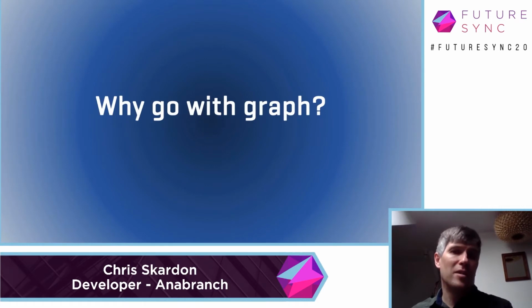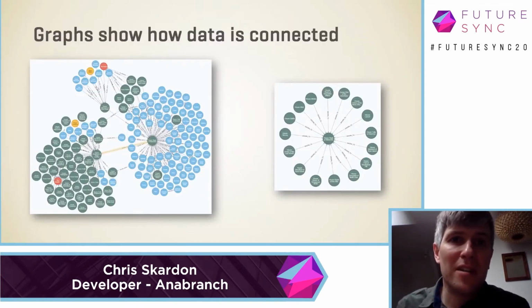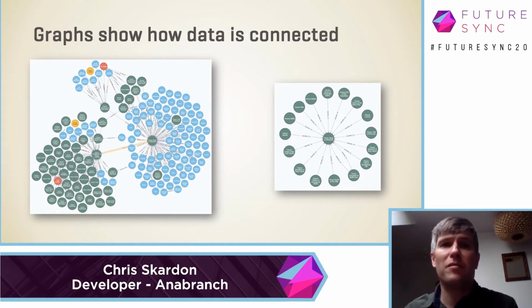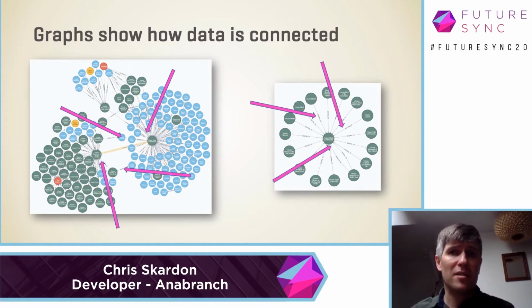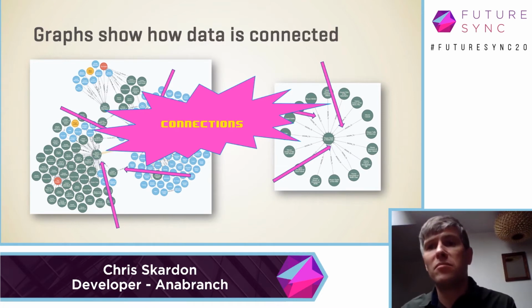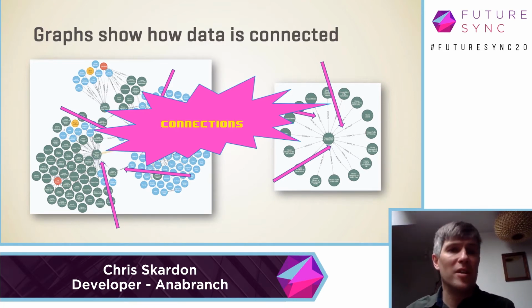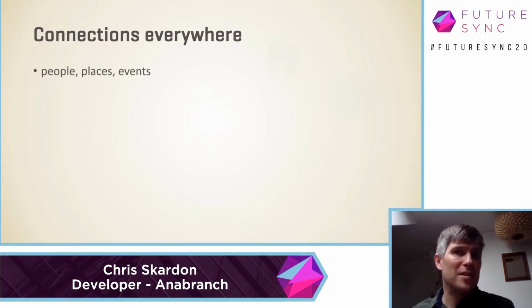Okay, so why would you go with a graph? We know what a graph database is now, but why would you even bother going with one in the first place? Well, graphs show how data is connected. Here we have a graph of the Game of Thrones, and all those lines, they're connections. Right? They're connections between different things. Whether a house is sworn to another house in this case, or whether someone is allied with someone else. This is a classic sort of social bit, right? So connections are everywhere. We've got people, place, and events.